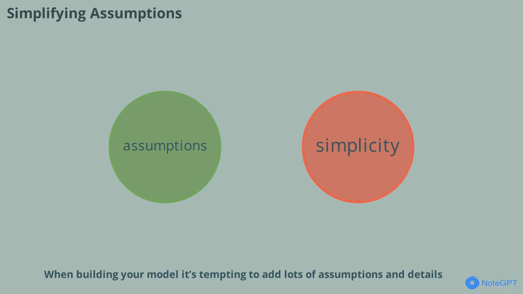When building your model, it's tempting to add lots of assumptions and details. However, too many assumptions can reduce accuracy and make your model harder to manage. Start with the most important drivers and only add complexity when it's justified by better data or deeper analysis. This approach keeps your model both practical and reliable.